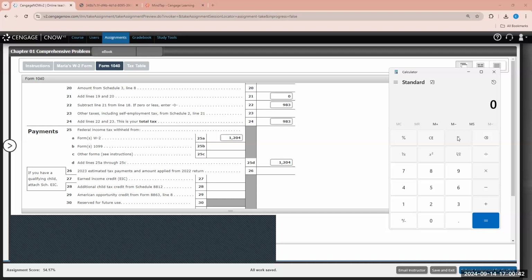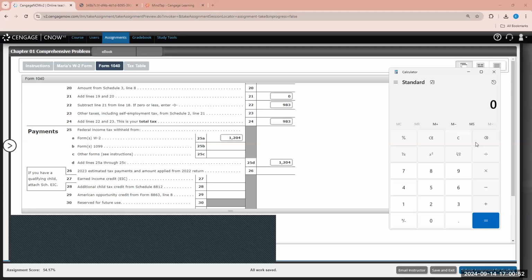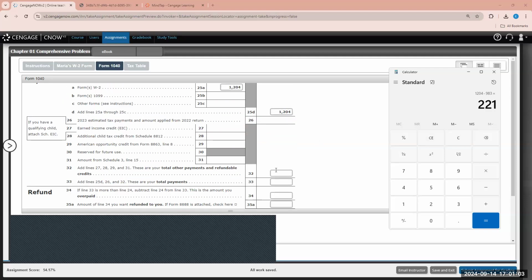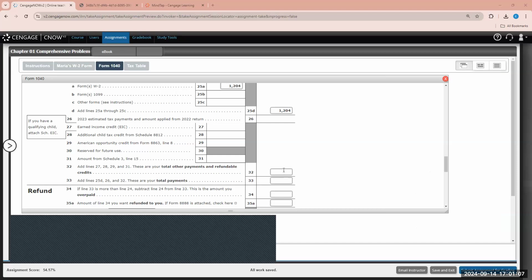So now we do the math, right? So this is the tax liability, and this is how much was given to the government during the year. So we paid more than we should have. Therefore, Maria is due a refund. So 1,204 is how much we paid, and we were really only supposed to pay 983. So therefore, Maria is due to receive a refund of $221.